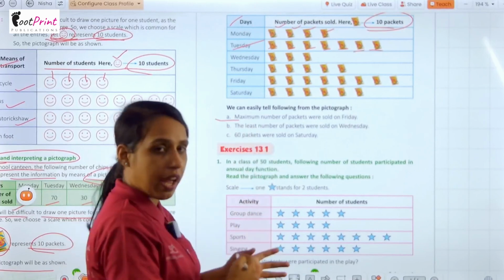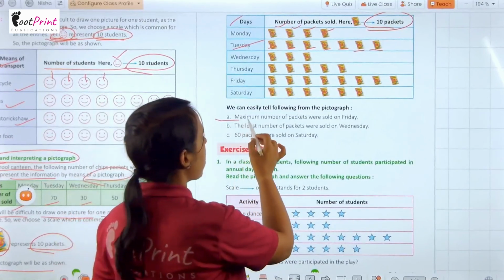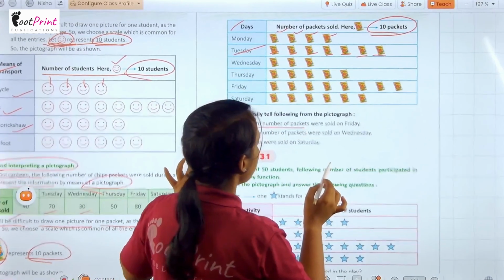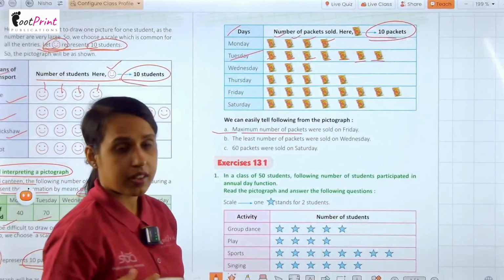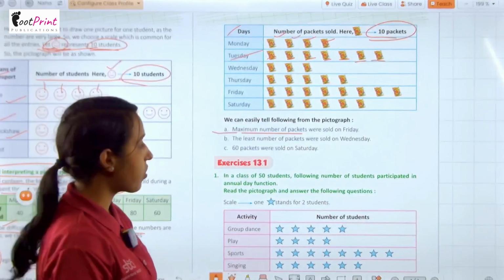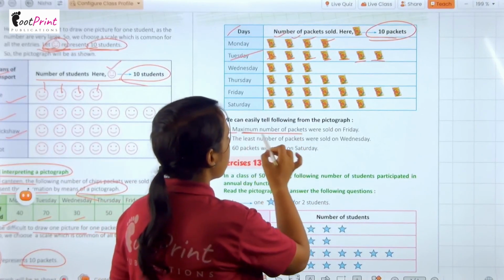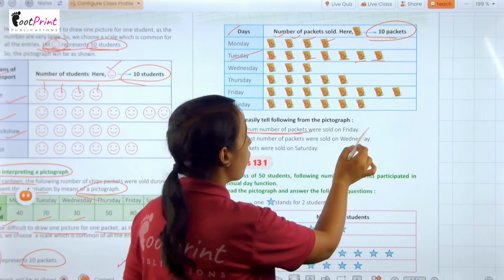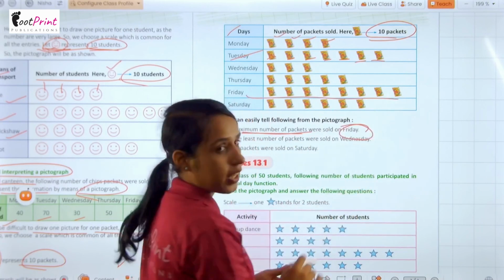Now we have a question also here. Maximum number of packets were sold on Friday. यहाँ से हमने डेटा को इंटरप्रेट किया, डेटा से इंफॉर्मेशन निकाली कि ज़्यादातर पैकेट सोल्ड कब हुए हैं? फ्राइडे में, as we seen here.